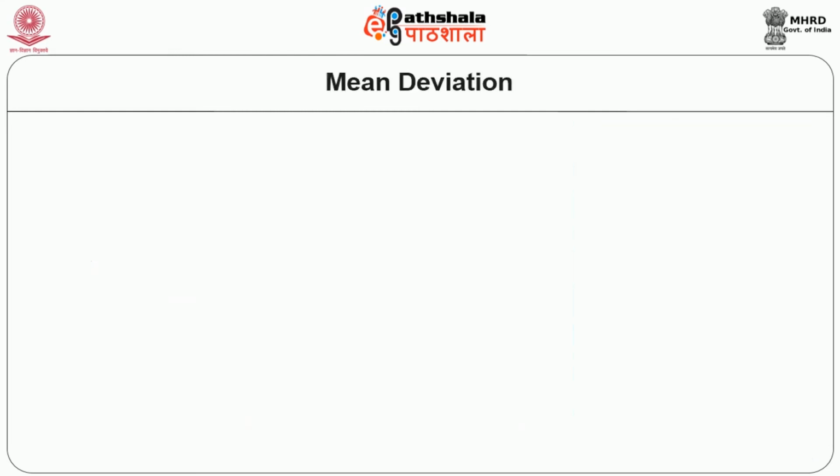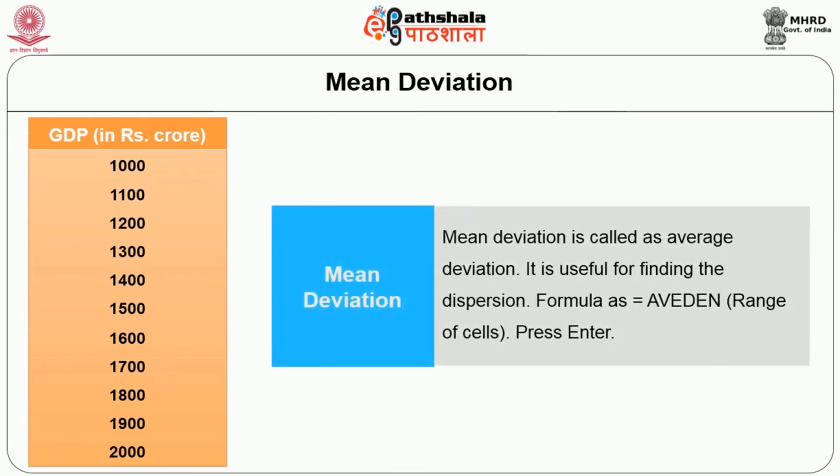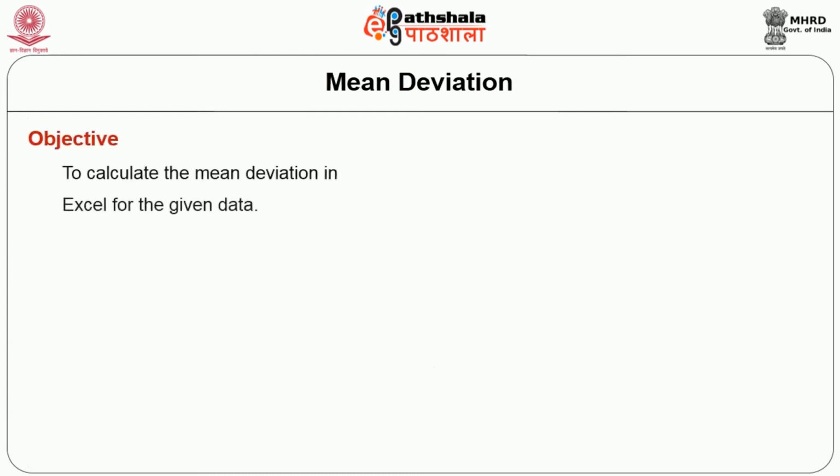Then mean deviation. Calculate mean deviation for the following data in Excel. Meaning: mean deviation is called average deviation. It is useful for finding the dispersion. Formula is equal to AVEDEV, range of cells. Press enter. Objective: to calculate the mean deviation in Excel for the given data.